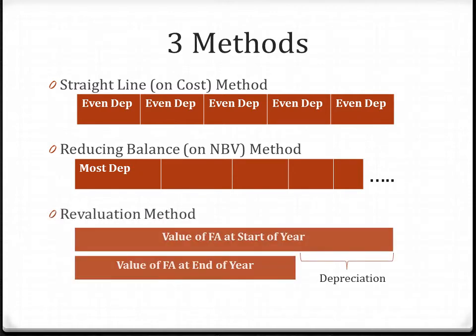The last method is the revaluation method, where you have a value at the start of the year, which is definitely more, and then a lower value at the end of the year. Then you just take the start minus the end to get the depreciation charge for the year. This is by far the easiest method out of the 3.